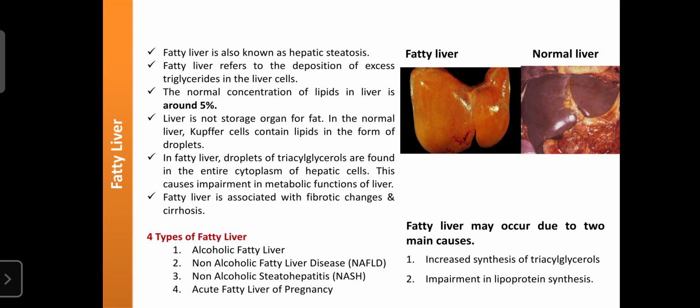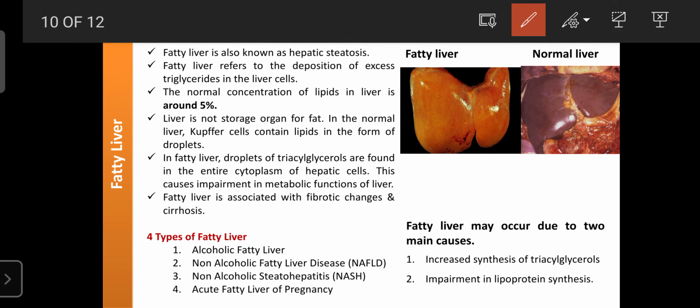So you can see the images. So this is the fatty liver, where excess fat can accumulate in the liver, and this is the normal liver. Okay, so fatty liver is also known as hepatosteatosis. Fatty liver refers to deposition of excess triglyceride in the liver cells.